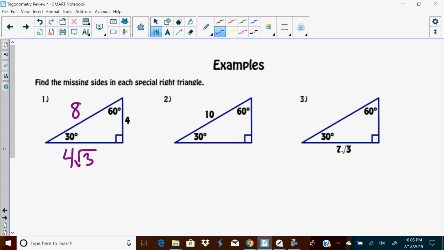So for the next one, I know that this is 10. So I know that the one opposite 30 is half that, so it would be 5. And then this one would be 5 times the square root of 3. So this one, it tells me that the one opposite 60 is 7 the square root of 3. I know that this side is 7, which means that this one is 14.